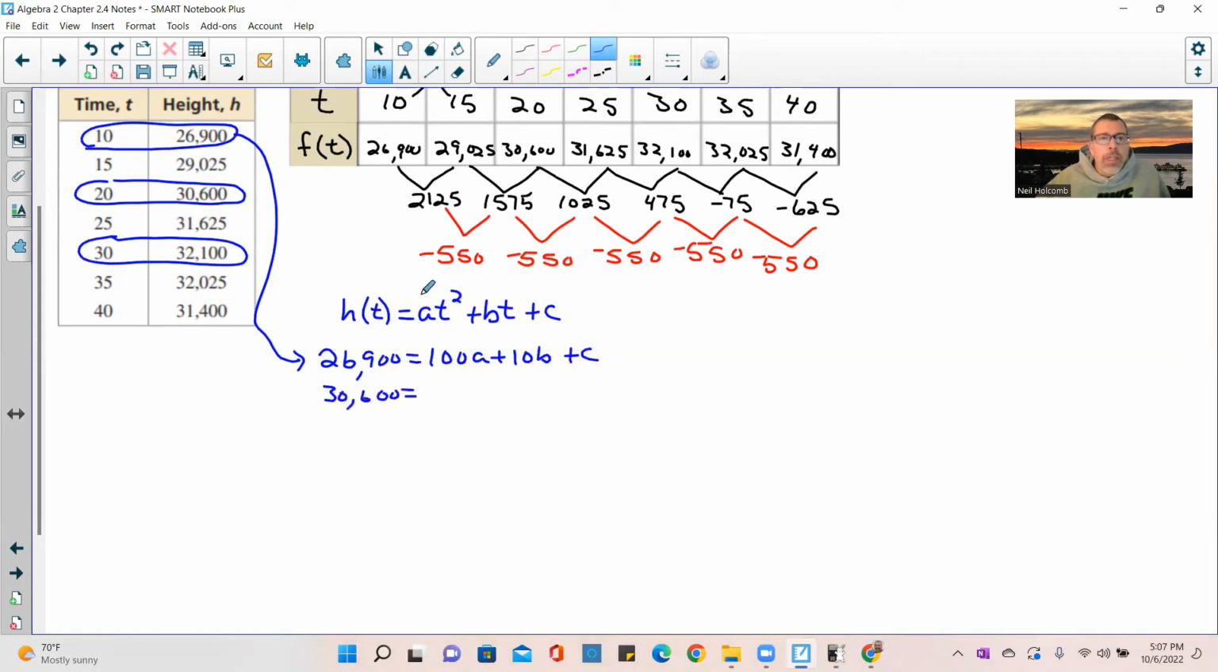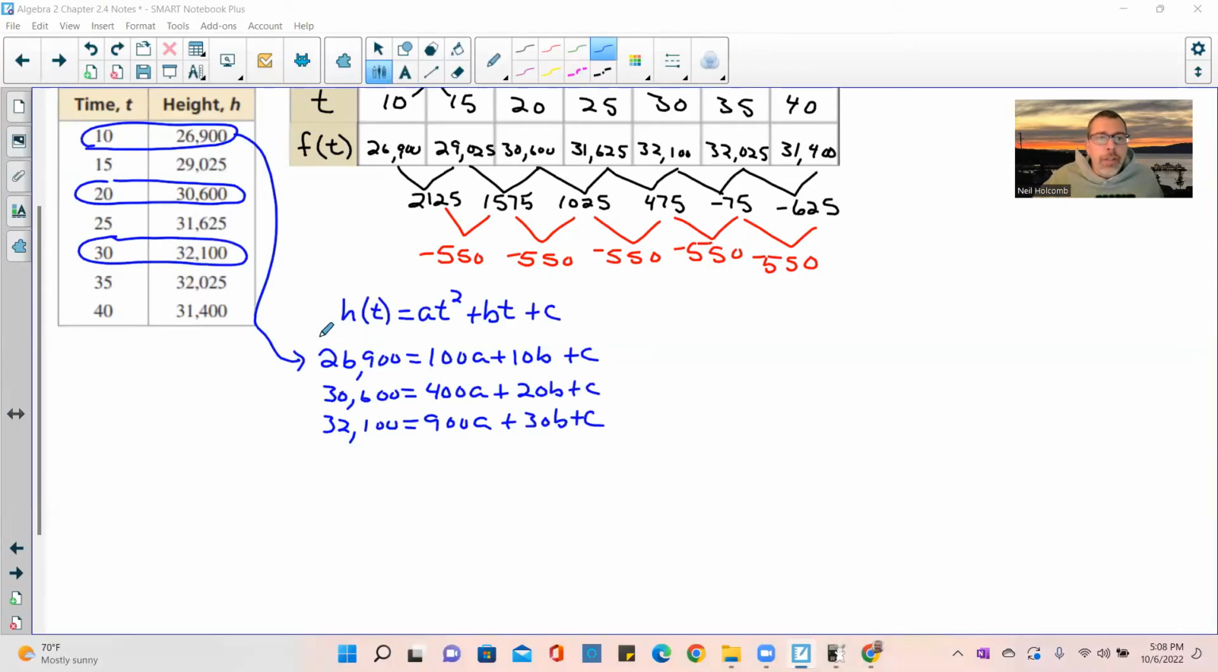And that's going to equal a times 20 squared. 20 squared is 400. So it's going to be 400a plus b times t, t is 20, 20b plus c. And then finally, 32,100 is going to equal, t is 30. 30 squared is 900. 900a plus 30b plus c. So now I have three of the points substituted into our equation, and then we're going to use elimination to solve for a, b, and c.